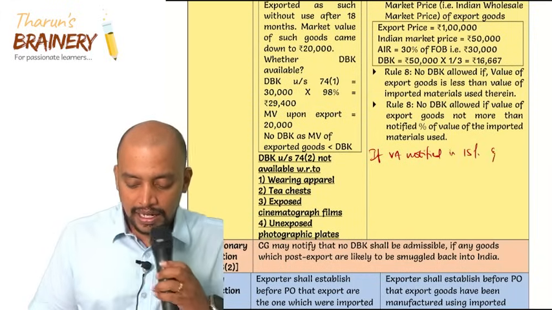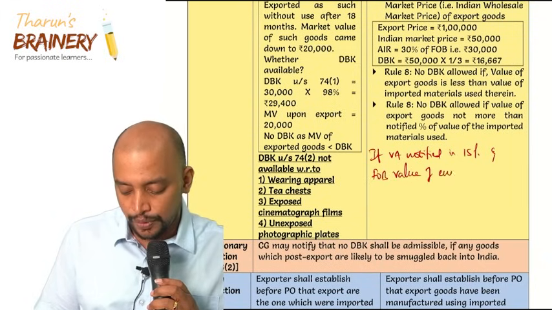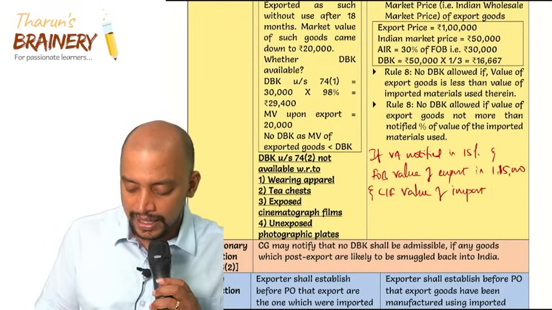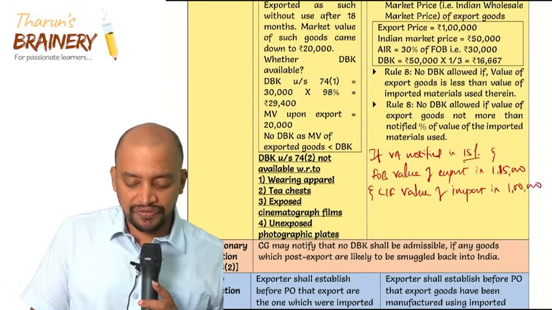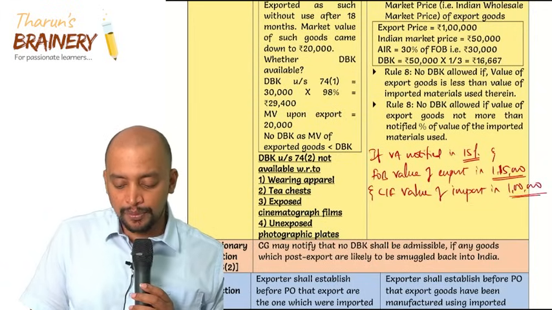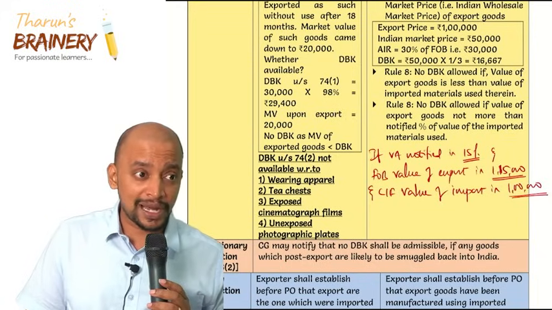For example, say this, if value addition notified is 15% and FOB value of export is 1,15,000 and CIF value of import is 1 lakh. Are you getting the duty drawback or not? The notified value addition is 15%. FOB value of export 1,15,000. CIF value of import is 1 lakh. Will you get the duty drawback? No. Why will you not get the duty drawback in this case?